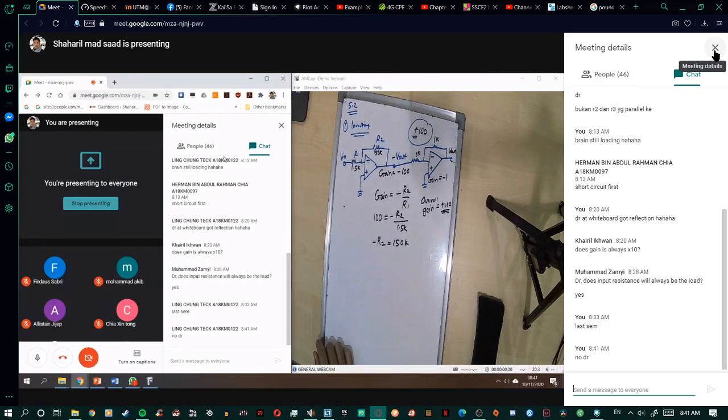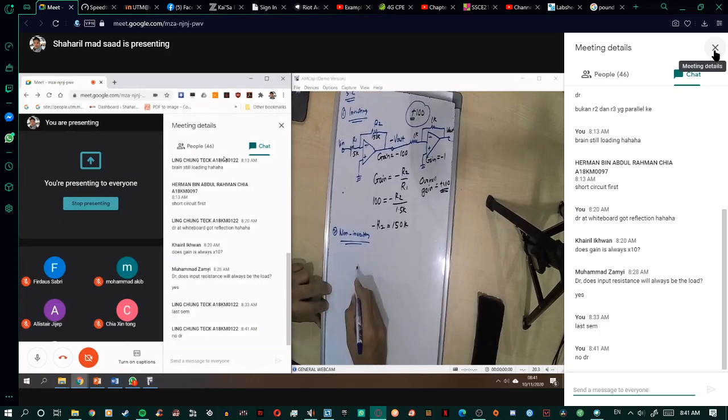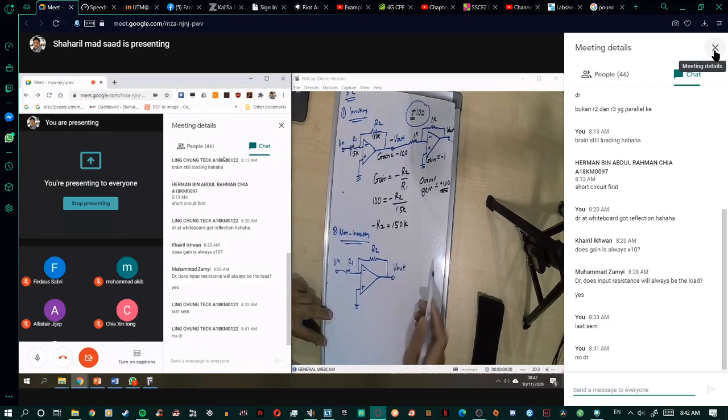Okay. Now, let's do the non-inverting. In order to draw the circuit for non-inverting, all of it is based on the inverting. All the circuit is from inverting. So this one you have R2, this one you have R1. And this one will be in, and this one will be out.